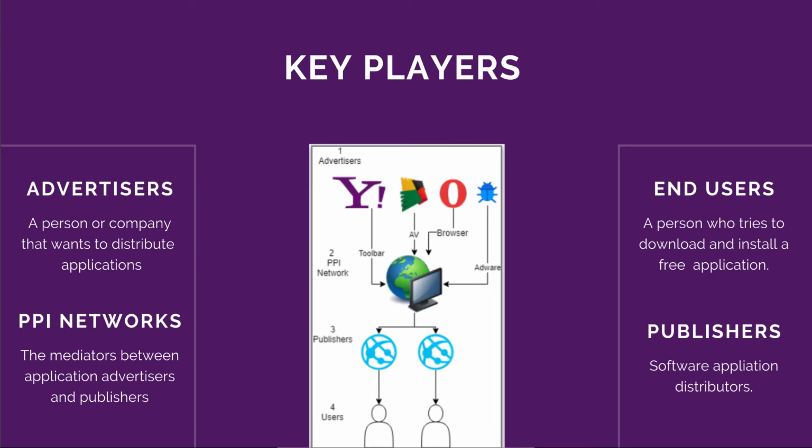Now we have a figure which shows the key players. So here, for example, we have several examples for advertiser. Can be Yahoo, can be AVG antivirus, can be Opera browser. And we can see the connections that the advertisers are linked to the PPI networks. PPI networks work with the publishers. And finally, the installer or the PUA is downloaded to the user endpoint.